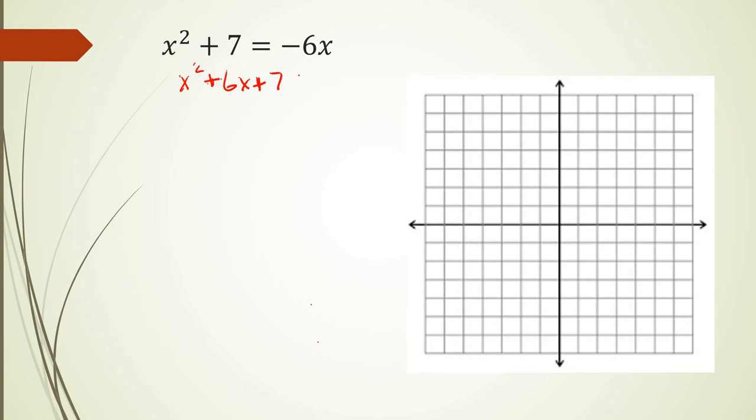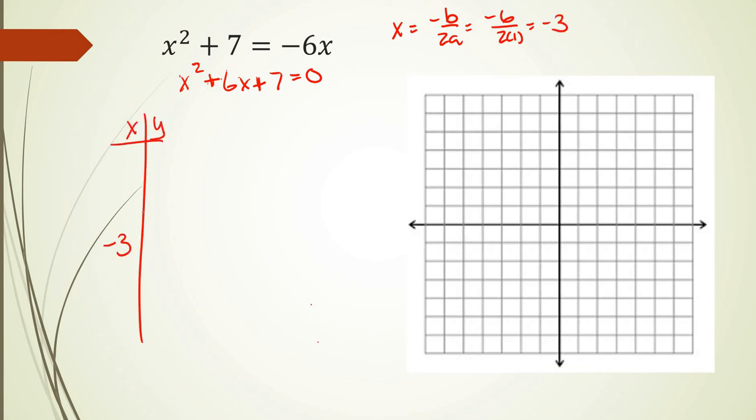So again, setting this equal to 0, adding 6x. Finding my negative b over 2a. Negative 6 over 2 times 1 is negative 3. So negative 3 is the center, using negative 4, negative 5, negative 2, and negative 1. Negative 5 will give me 25 minus 30, which is minus 5 plus 2 is 2. Negative 4 will give me 16 minus 24 plus 7. That gives me negative 1. Negative 3 gives me negative 2. Negative 2 gives me negative 1, and negative 1 gives me 2.